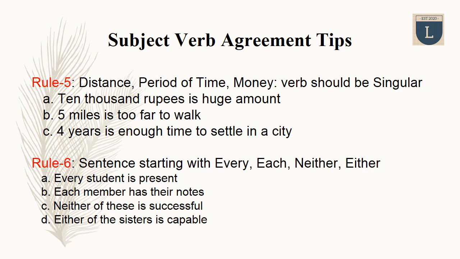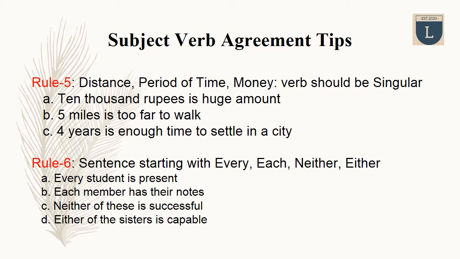5 miles is too far to walk. Again, look at 5 miles in totality as a single unit, therefore is too far to walk. So a singular verb comes. 4 years is enough time to settle in a city. So 4 years is one single component or entity. Therefore, is enough time to settle in a city.